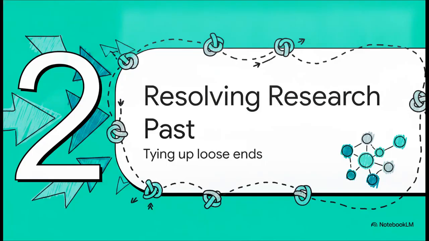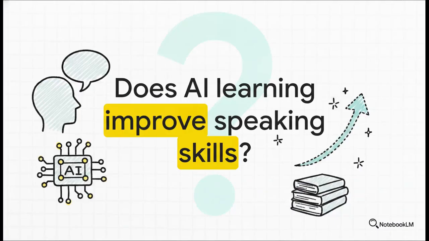With the stage set, we enter Phase 2, resolving the research past, where we tie up the loose ends of your study. This is where you firmly anchor your work in the actual data you collected. You must present your findings according to each research question or objective. And honestly, a highly effective way to do this is to just explicitly ask the exact question your study originally posed. Something like, does AI-assisted learning improve speaking skills? Don't make the examiner flip back 100 pages to remember what you were trying to find out. Put it right in front of them.